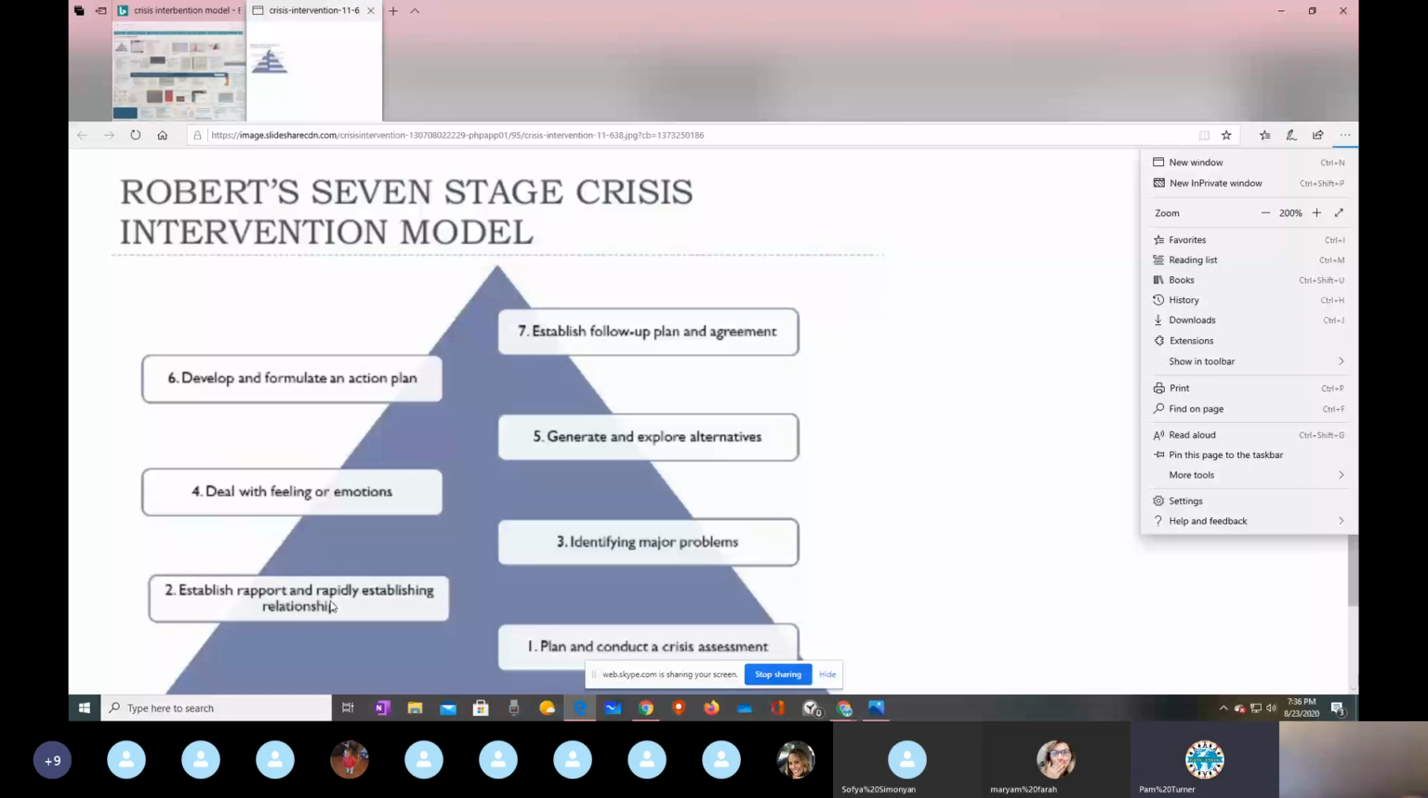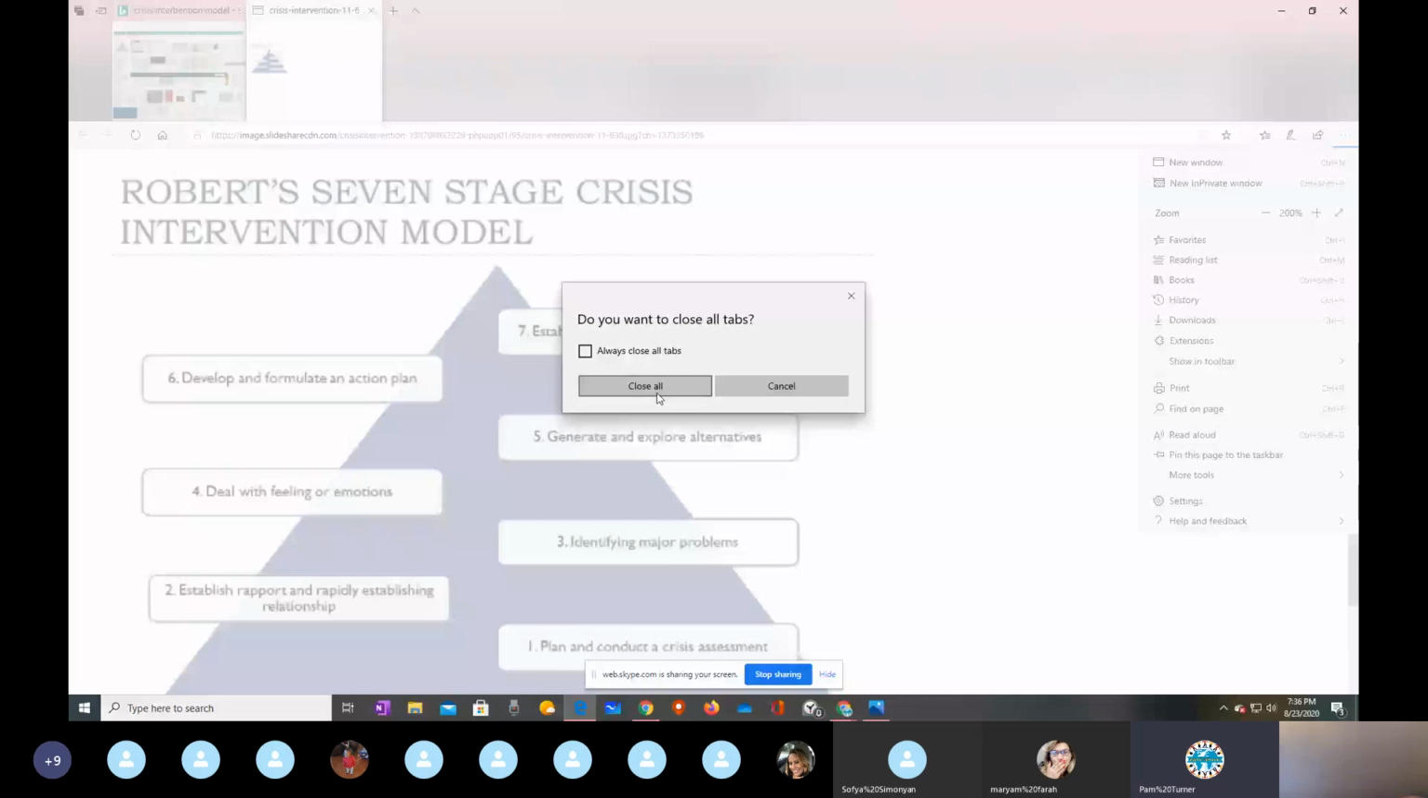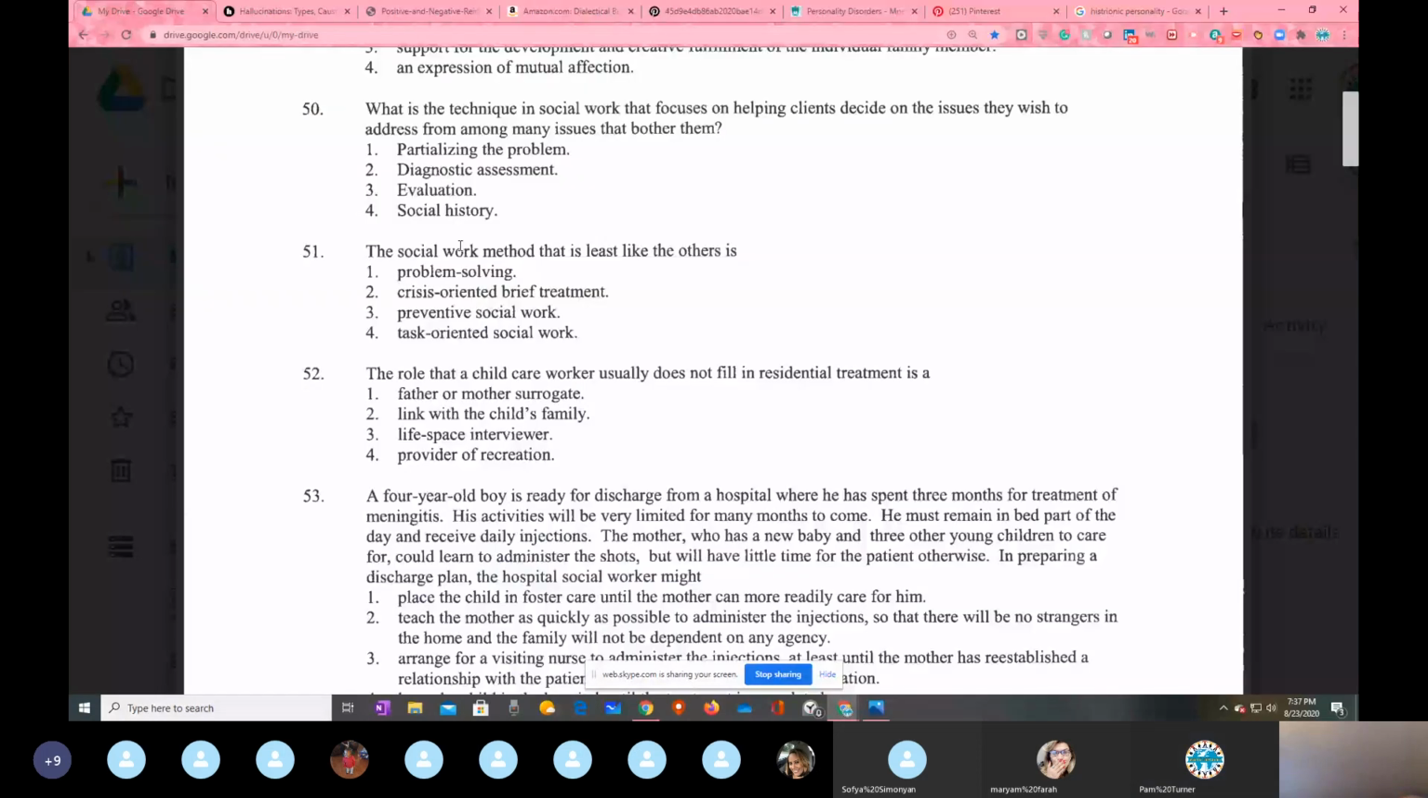So then the social work method that is least like the others. So then the one is preventative, right? Because everything else is going to happen after there's a problem.